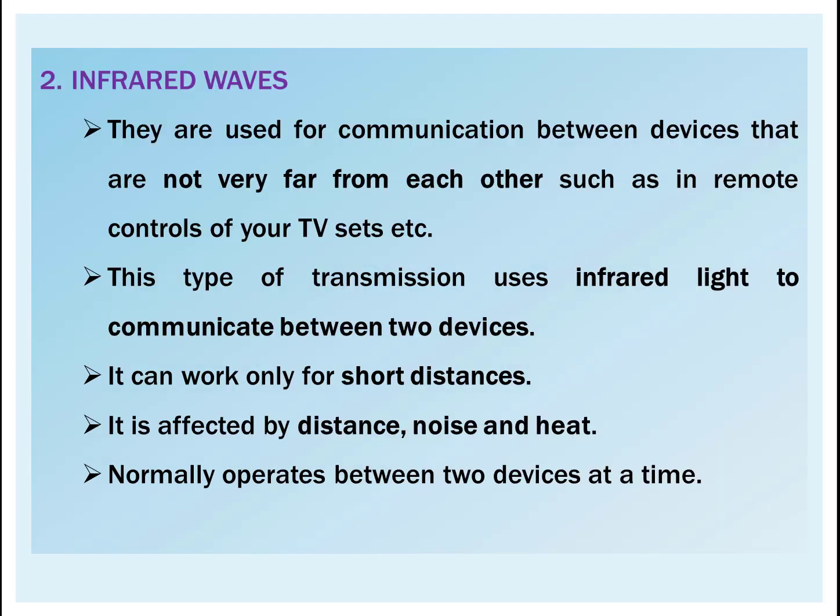Second is infrared waves. They are used for communication between devices that are not very far from each other, such as in remote controls of your TV sets, etc. This type of transmission uses infrared light to communicate between two devices. It can work only for short distances. It is affected by distance, noise, and heat. Normally operates between two devices at a time.